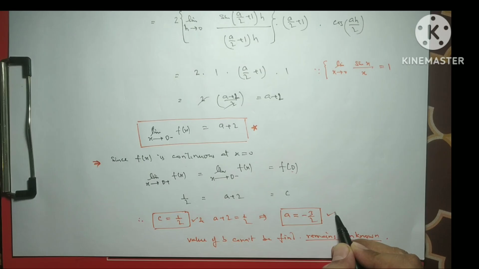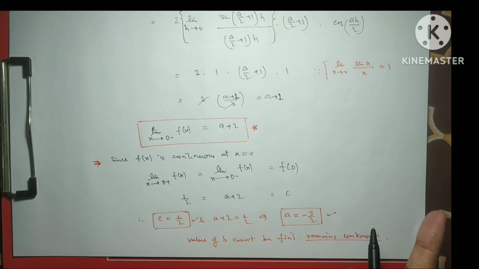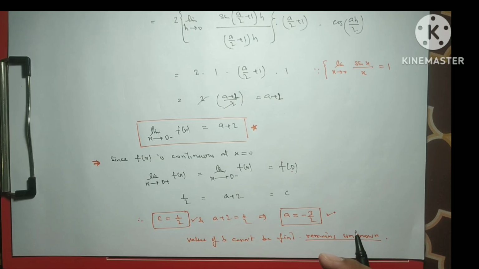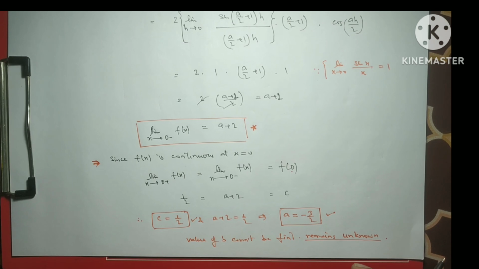This is the second answer. And what about b? There is no way to find the value of b, so b remains unknown in this expression. So there is no known value of b, so this is the answer.